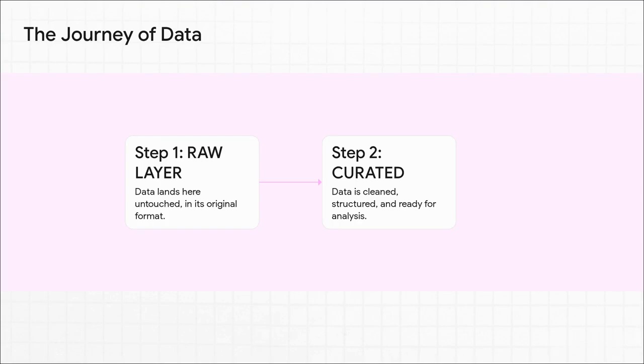The first layer is the raw layer. When data comes in from any source system, we drop it here, completely untouched. It is an exact, unaltered copy. From there, we process it. We clean it, we validate it, we give it some structure, and then we place that result in the curated layer. This becomes our golden data, the stuff that's actually ready for the business to use.